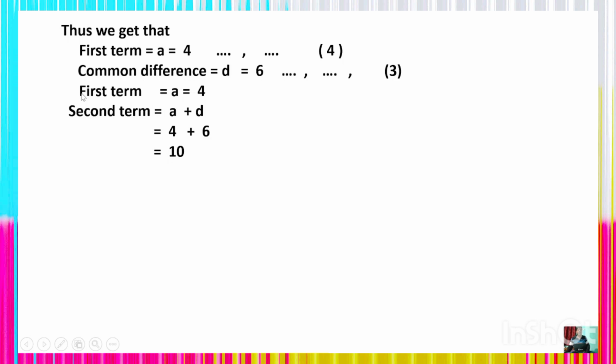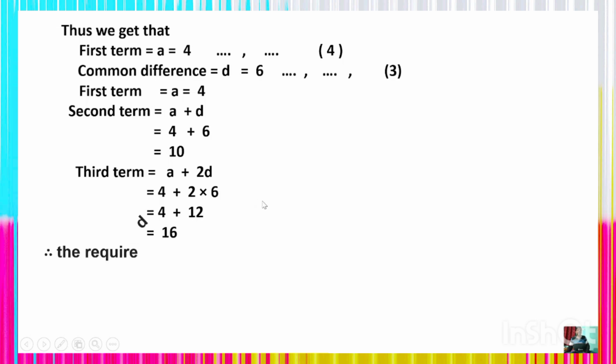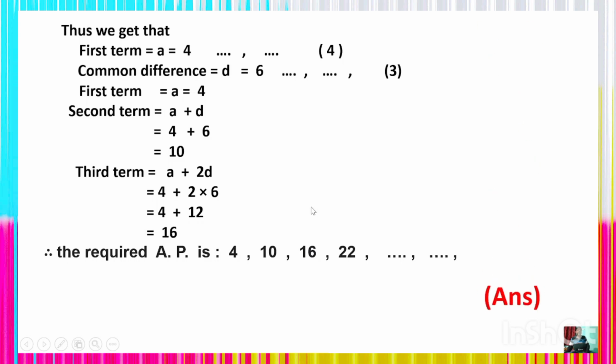Now you have to make an arithmetic progression. So first term A is equal to 4 already you got. The second term, according to the formula, is A plus D, which is 4 plus 6, which is 10, and the third term is A plus 2D, which is 4 plus 2 into 6, which is 4 plus 12, which is 16. Thus we get an arithmetic progression. The required arithmetic progression is 4, 10, 16, 22. Understand? This is what we have to make, an arithmetic progression under the given condition.